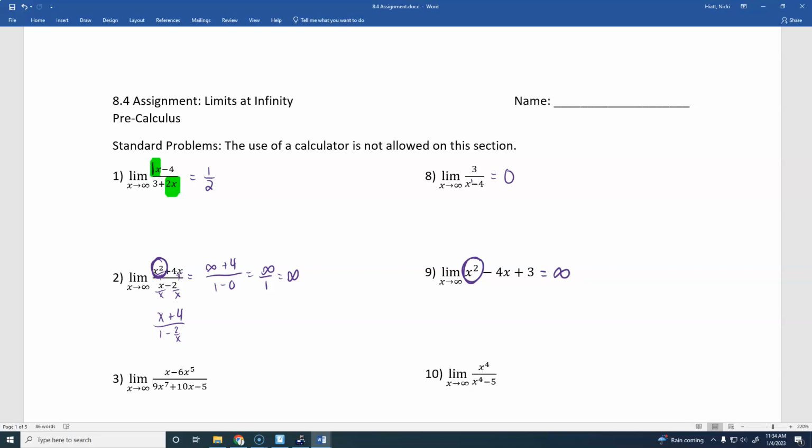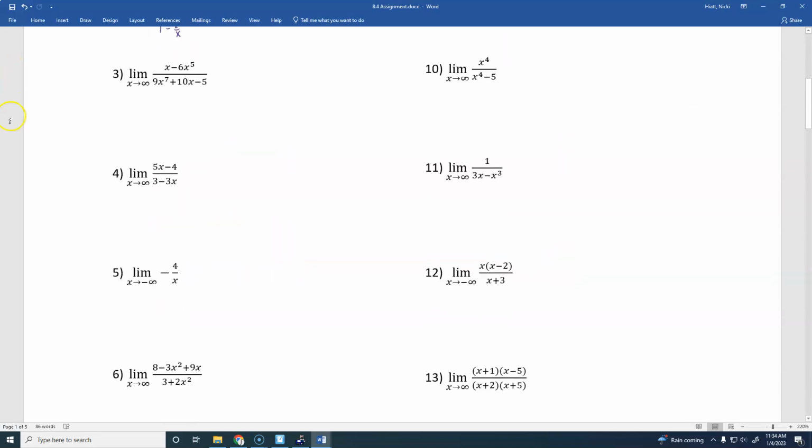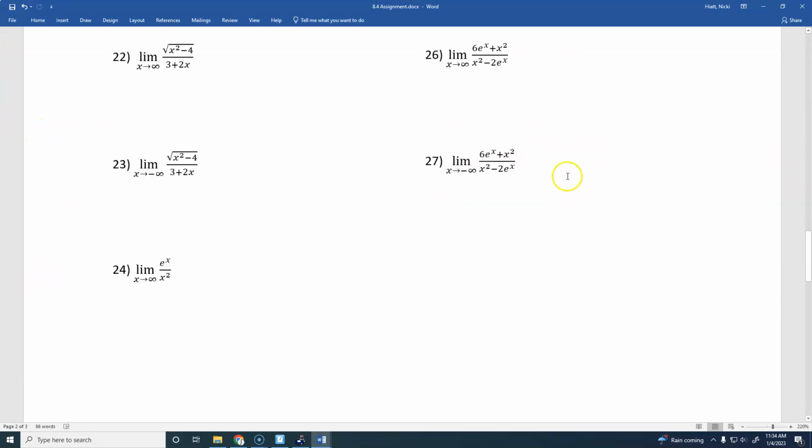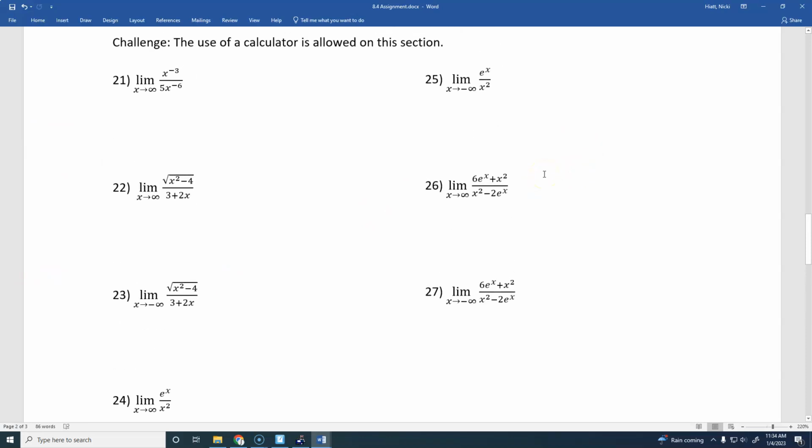Yeah. So, do you guys see what's through here? Now, 21 through 27. These are some challenge problems. They have some stuff about them that we haven't looked at algebraically and we're not going to. You can use a calculator or Desmos if you don't have a calculator at home.